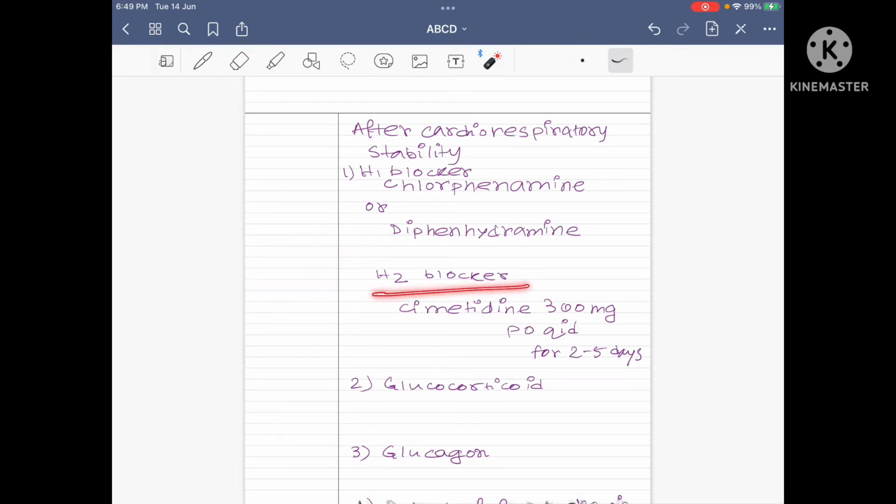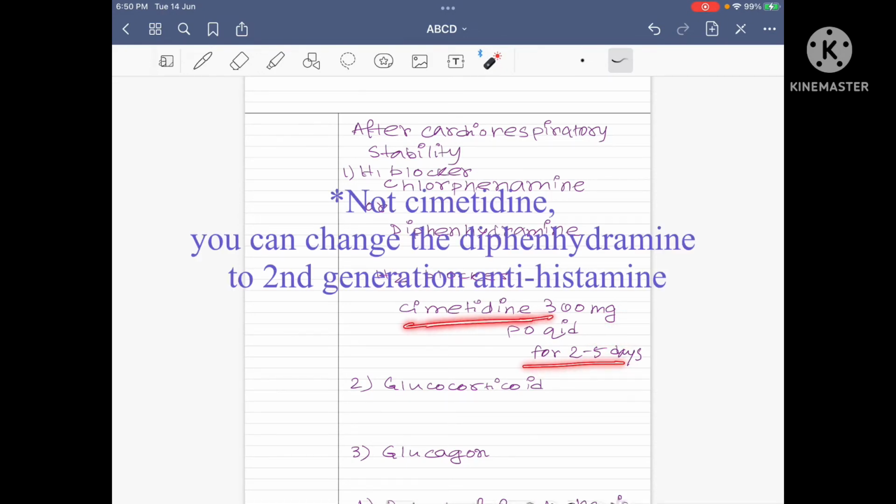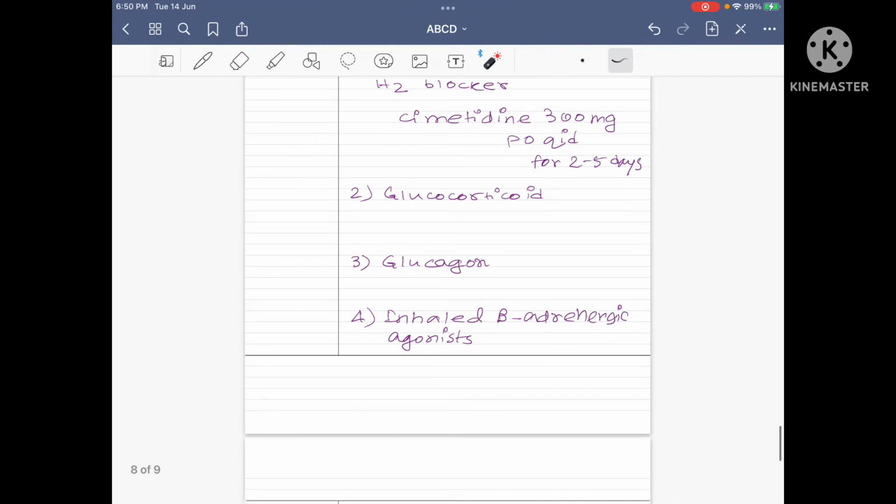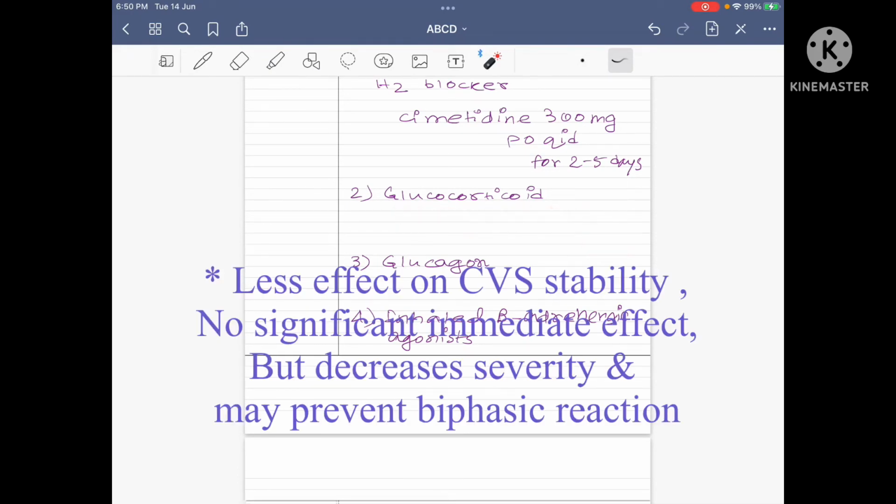Along with this, you should give H2 blocker cimetidine 300 mg per oral every 6 hours, 4 times daily for 2 to 5 days. If you discharge a patient, you can change the cimetidine to a second generation antihistaminic like loratadine, desloratadine, etc. Now corticosteroid, glucocorticoid. You should always give hydrocortisone. Dose would be 200 mg IV. This does not take care of the cardiovascular stability, but it surely decreases the severity of the condition.